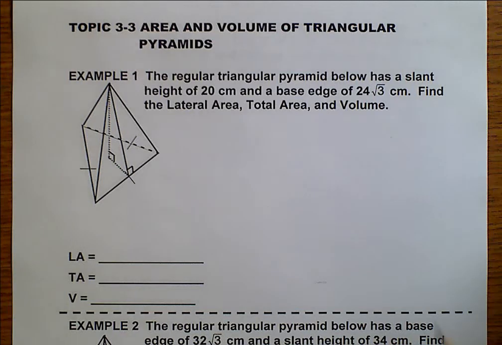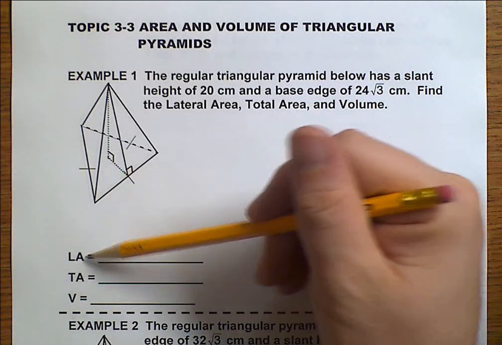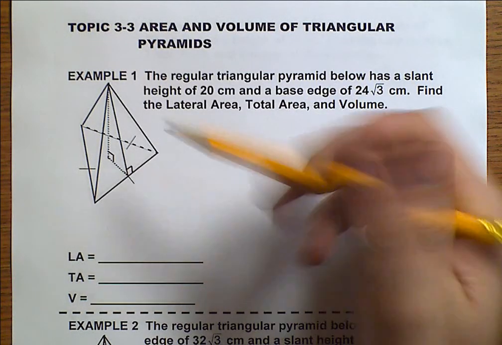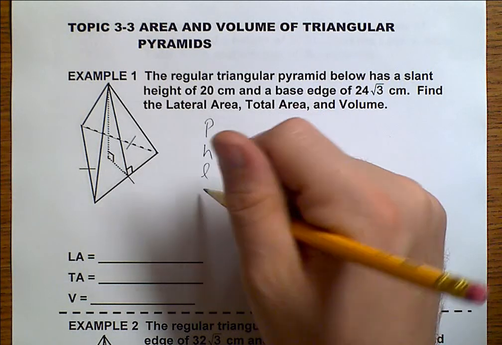Hello, this is Geometry Topic 3-3 on area and volume of triangular pyramids. So we've got a triangular pyramid, and we've got several things that we need to find just in order to get the lateral area, total area, and volume. We're going to need to find the perimeter, the height, the slant height, and the area of the base.